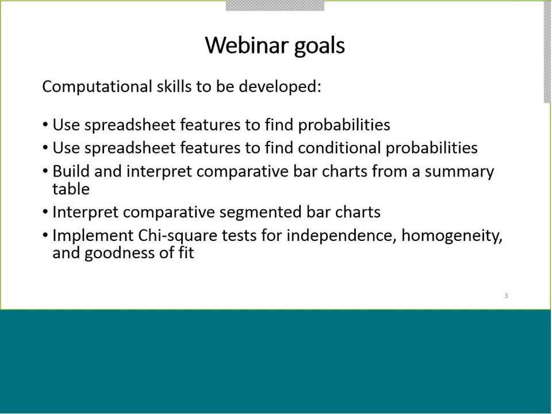Landy, anything that you wanted to add to those webinar goals? Yeah, so that people don't panic if they don't have an Nspire. One of the reasons for using the spreadsheet features on the Nspire is that it makes much more clear what computations are being done, especially when you're looking at conditional probabilities.